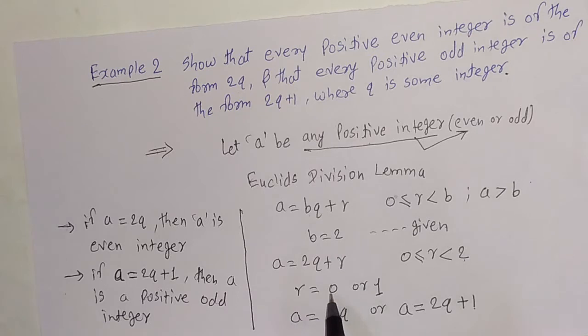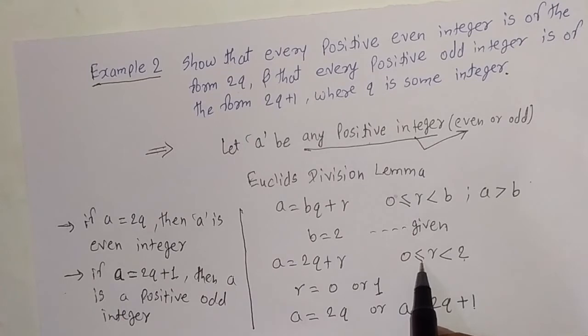Now what are the possible values of r? r has to be less than 2 and greater than or equal to 0. So possible values of r will be 0 and 1 only. So put these two values in this equation and you will get these two separate equations. If we put 0 in place of r, then we will get the first value as a equal to 2q. If we put r equal to 1, then we will be getting the second number as a equal to 2q plus 1.